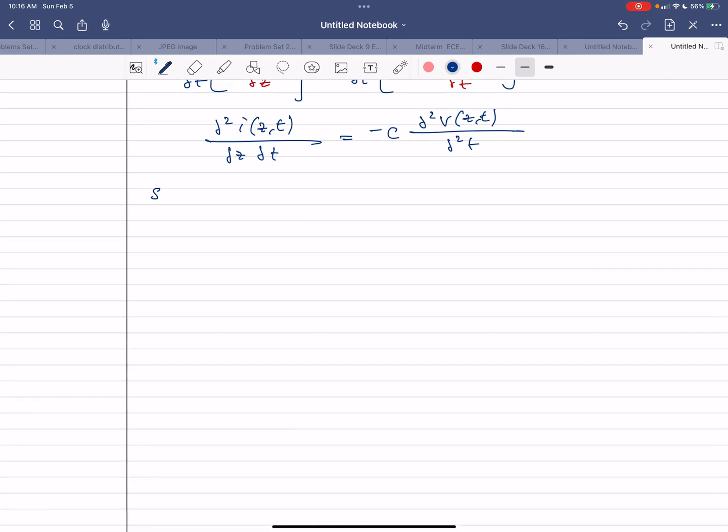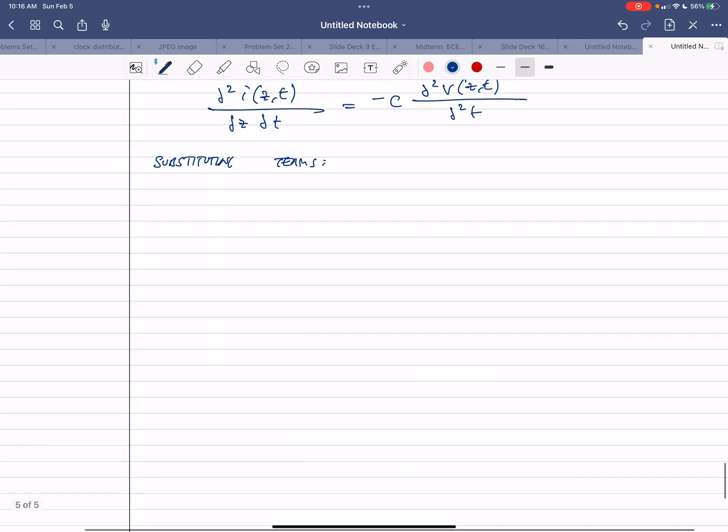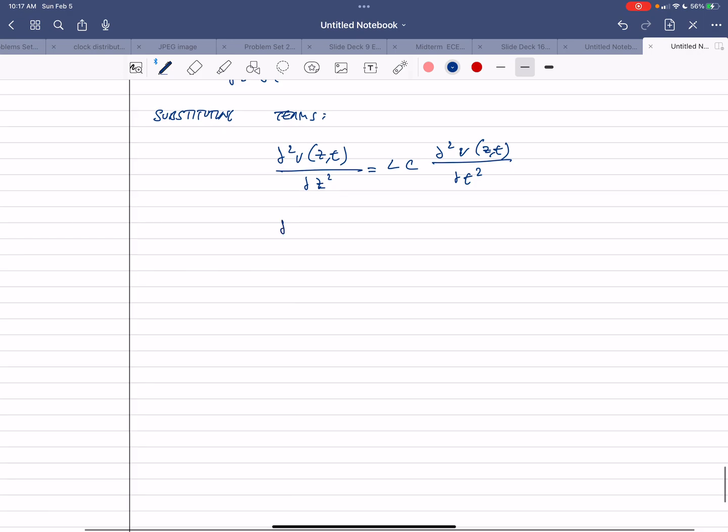Substituting terms, I end up with one equation where the second derivative of V(z,t) with respect to space is LC times the second derivative of V(z,t) with respect to time, and the second derivative of I(z,t) with respect to space is LC times d squared I(z,t) over dt squared. So I end up with these two equations.